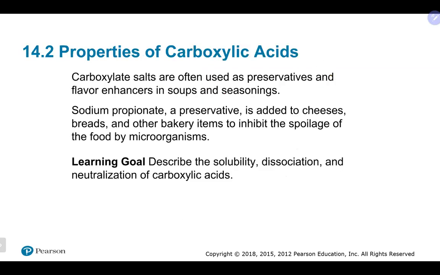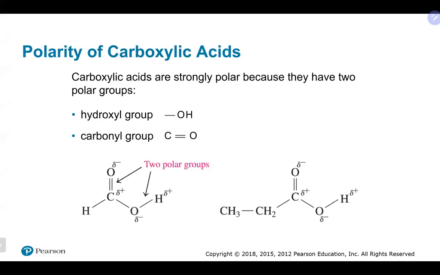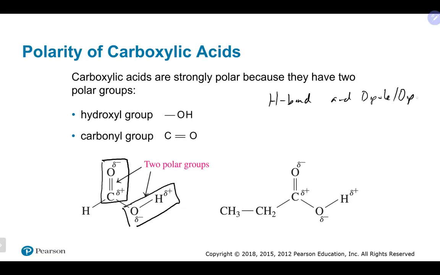All right, so then let's talk about some properties of carboxylic acids. Some of the carboxylic acid salts, which are carboxylate ones, are used as preservatives. The polarity of a carboxylic acid, as I was mentioning earlier, there's a lot going on. It actually has two polar groups. Again, the carbon oxygen or the carbonyl group, where we got some polarity happening. And we also have some polarity here happening. That's going to give it a lot of ability to dipole-dipole or hydrogen bond. So it's going to give it the ability to hydrogen bond and do some dipole-dipole interaction, which is polar-polar sort of interaction that can happen.